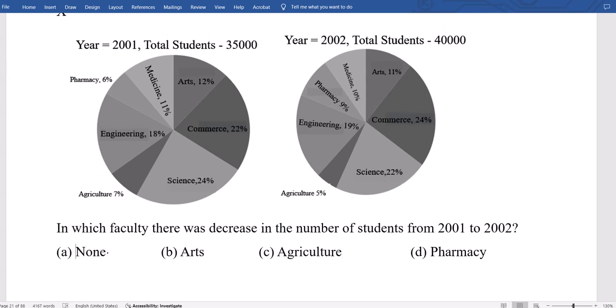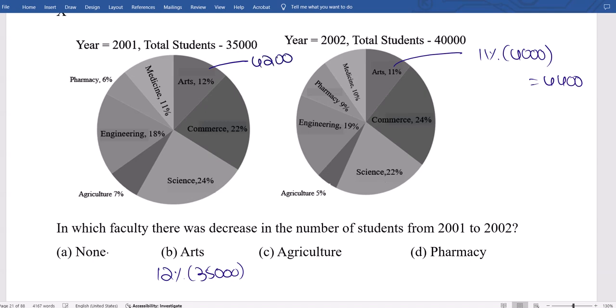Arts, 12% to 11%. Okay, arts is 12% of 35,000. Here it is 11% of 40,000, which is 4,400. Here 12% of that means 4,200. It's increasing only. This is not decreasing. It's increasing.